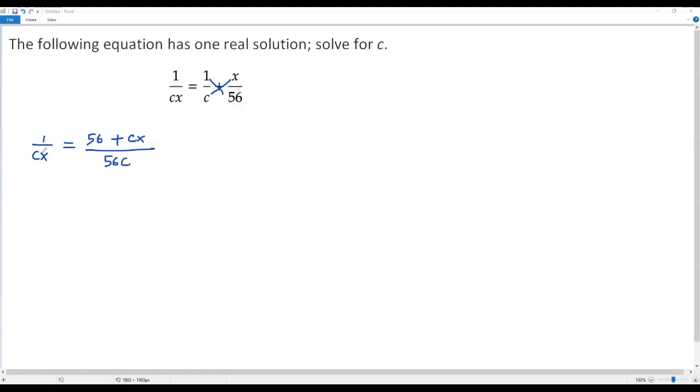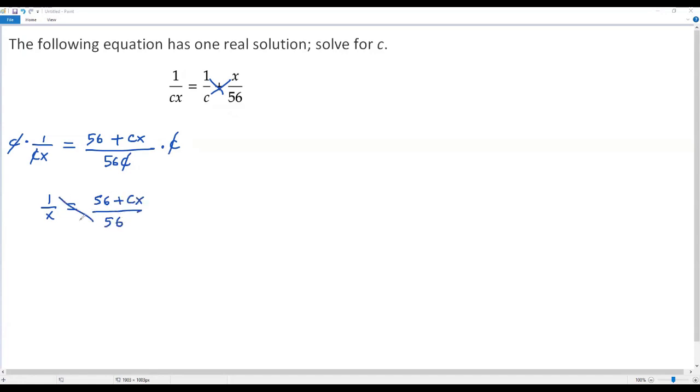Okay, here on both sides we find c in the denominator. So to get rid of the c in the denominator, we can multiply both sides of the equation by c. When I do so, this c will cancel out. Here c will cancel out. Then I'm getting 1 over x equals 56 positive cx divided by 56.